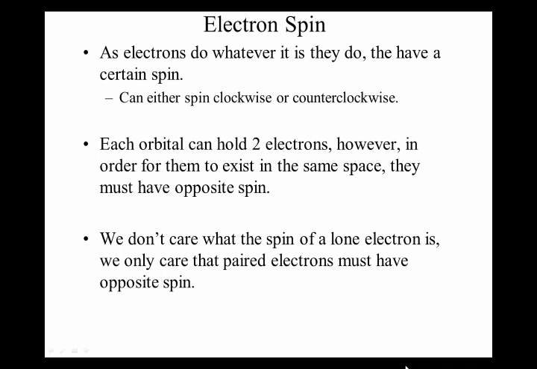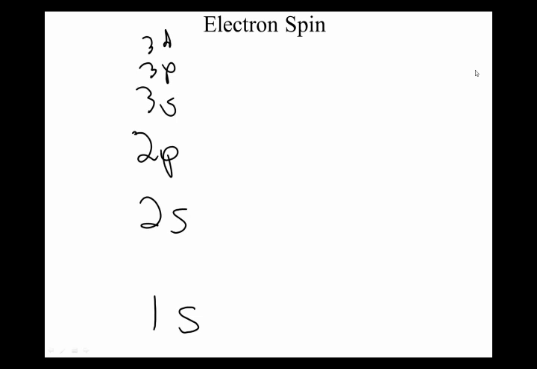So, kind of backing up and taking everything together, I want to give you a little bit of a picture here. So in shell 1, there is one subshell, the 1s. In 2, there's 2s and 2p. In 3, there's 3s, 3p, and 3d. Now, each one of these is a subshell. Subshell, subshell, subshell, subshell, subshell, subshell. I have 6 subshells drawn here. There are 3 shells. This is a shell, shell, shell.